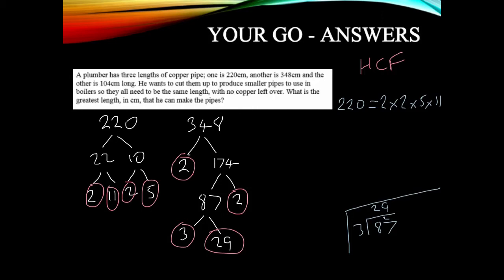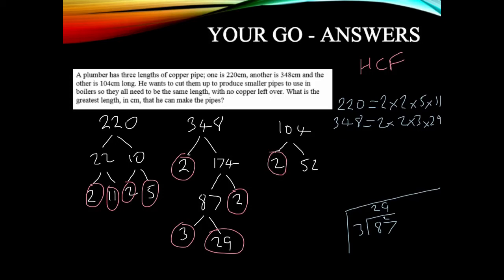Okay, so again, I've done some work. Before we get carried away doing the next bit, let's keep it tidy. 348 is 2 times 2 times 3 times 29. Okay, and again, let's do the last one, 104. I'm going to halve it, 2 and 52.